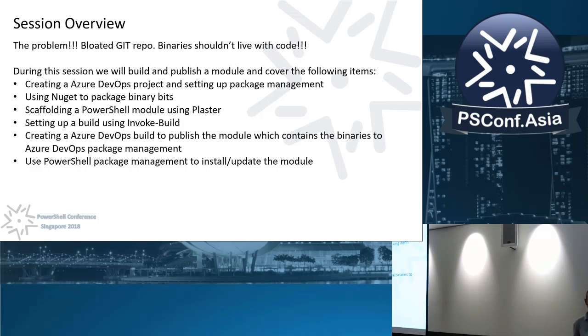So the problem that I'm going to cover today is, as we got more into our module development and we started doing more advanced things, we found that we started having use cases where we'd have maybe DLLs as part of our module, and we didn't want to be clogging up our Git repository with those binary components. So what we looked at doing was essentially having a build process so that we could separate our binary components away from our actual code. So we went down the path.